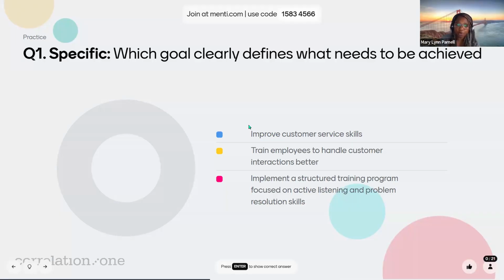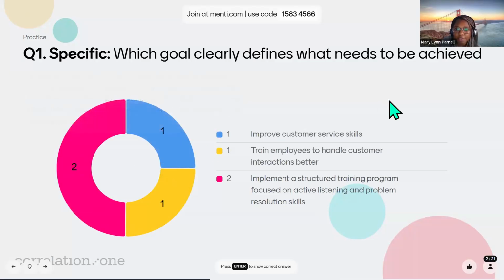Now, the first question is of the 3 here, improving customer service skills, train employees to handle customer interactions better, or implementing a structured training program focused on active listening and problem resolution. Which goal specifies what needs to be achieved?